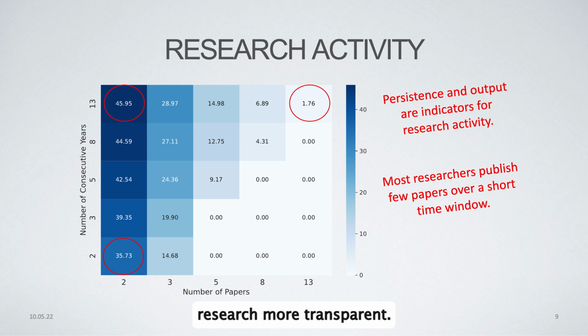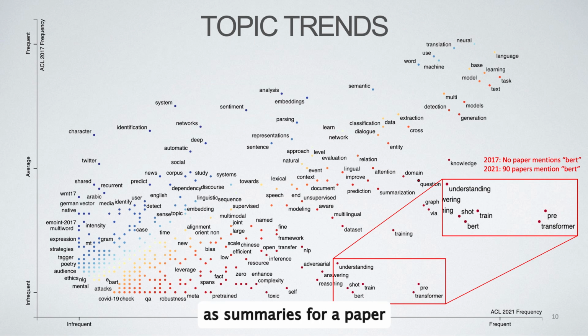Using the abstracts as summaries for a paper, we plot here the most common unigrams between ACL 2017 on the y-axis and ACL 2021 on the x-axis, which are both included in the D3 dataset. On the diagonal, we're finding similar terms that are present in both conference years, such as supervised or attention, which have similar term frequencies between both of the conferences.